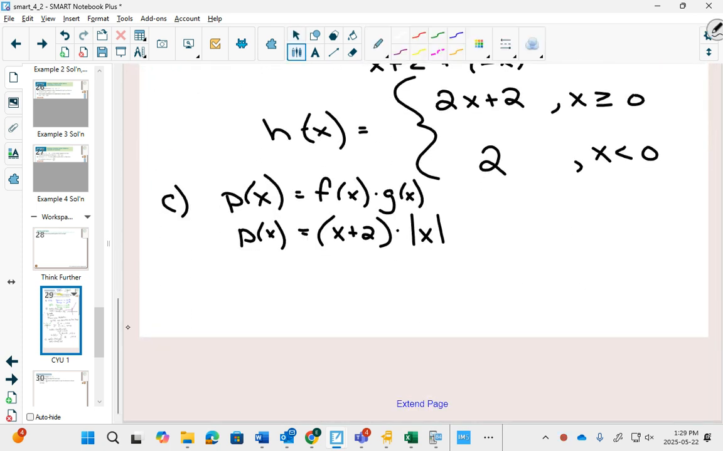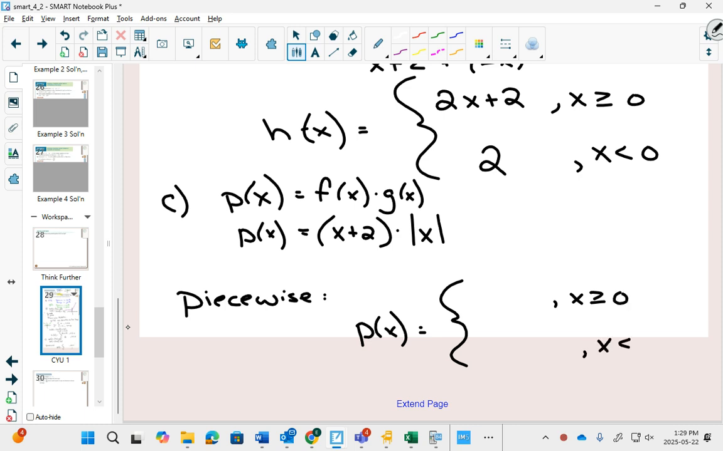But if I write the piecewise notation for p of x, well, it changes. It's different when x is bigger than or equal to 0 or when x is less than 0. When x is bigger than or equal to 0, the absolute values don't matter. And if I write this now, this is x times x plus 2, or x squared plus 2x. I'm going to leave it in factored form, because I think it's going to help us graph it even quicker.